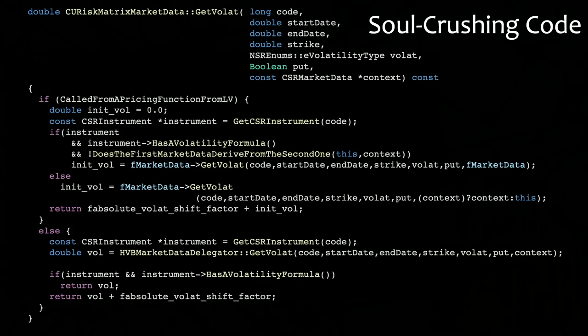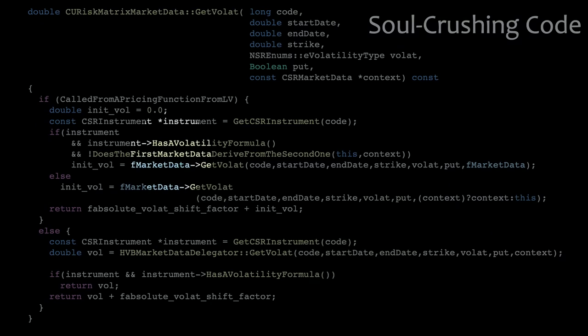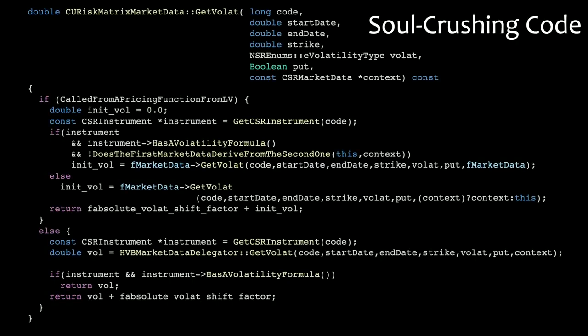And for example, here is the most interesting part, I think. Does the first market data derive from the second one? So they check whether they have this chain going on, and then they do something differently. Well, I mean, this is production code, right? And this is still in operation. And probably this method by now is like hundreds of lines long, because they had so many edge cases they need to compensate for.